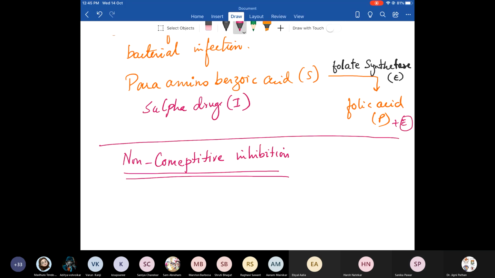See, enzyme, when it binds with substrate, you get your product. Enzyme, when it binds with inhibitor, you will not get your product, what you want. There is no formation of product because it is not for the substrate.